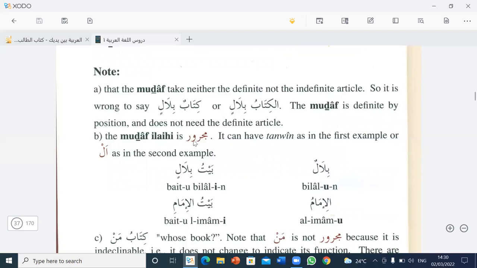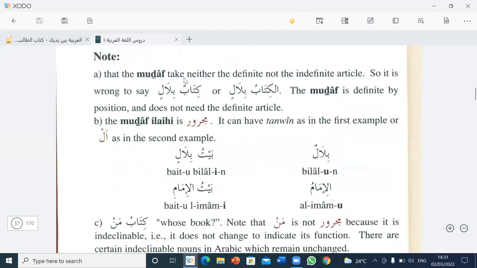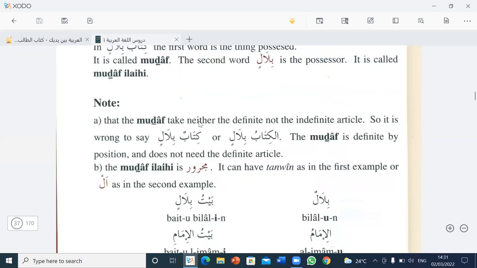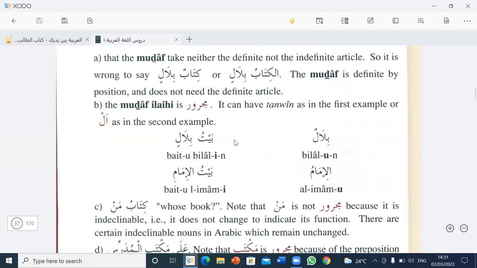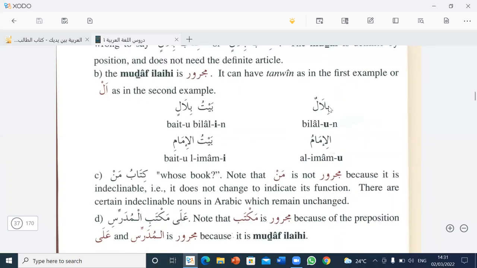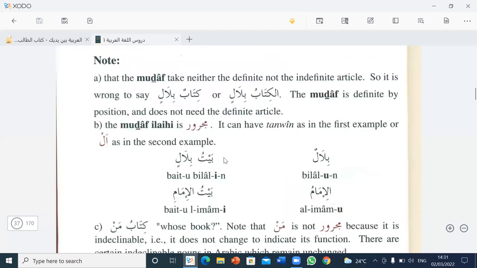The mudaf ilayh is majrur. We have learned majrur. It can have tanween as in the first example or al as in the second example. It doesn't matter. But the possessed cannot have tanween, neither alif lam, but the possessor can have it. Baytu, here you see Bilalun. Baytu Bilalin. Imamu, Baytul Imami. Alwiya.